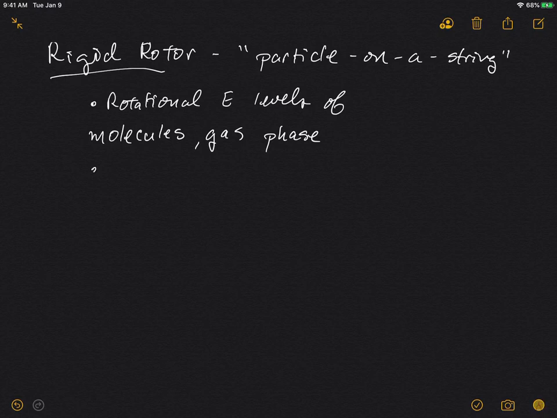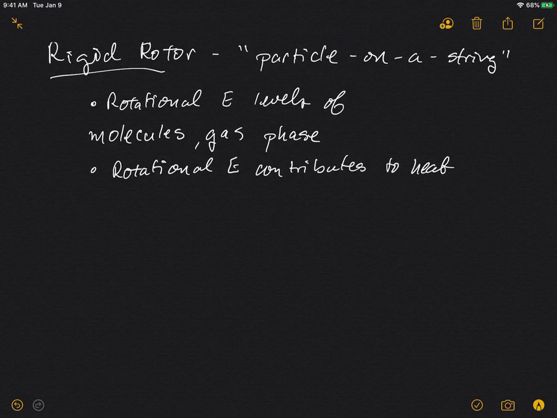And this rotational energy that the molecules have, they can be occupying these various rotational energy levels, and this rotational energy contributes to the heat capacity and thus to the thermodynamic properties of gases in general, since the heat capacity is related to things like the enthalpy and Gibbs free energy of a molecule.